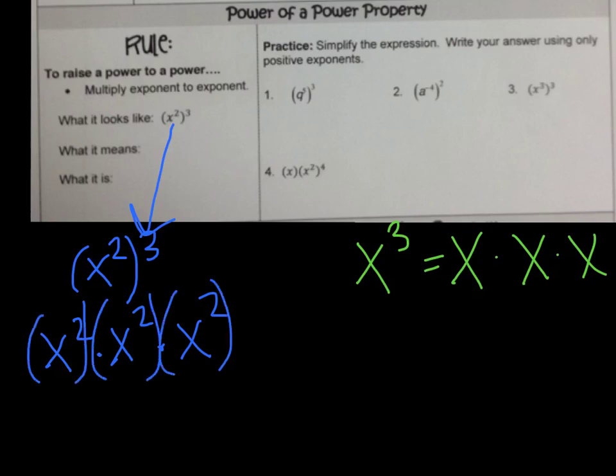Okay, so that's what it means. But instead of having to write that out, because, I mean, imagine if it was x squared to the 150. You'd be writing x squared 150 times. That's too much. So that's why we have the shortcut that is the power of a power property. And so what we do is we multiply the powers to the other power. Okay, so we multiply the exponents. So 2 times 3 is 6. So it is x to the 6th power. So that is our final answer.